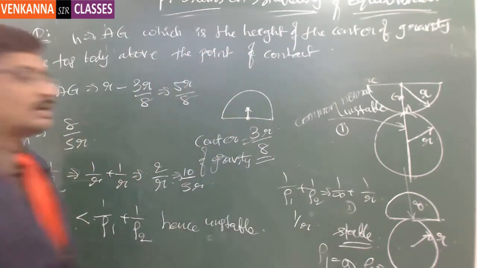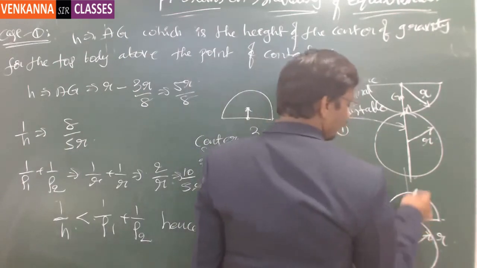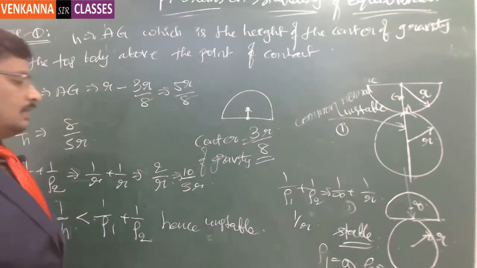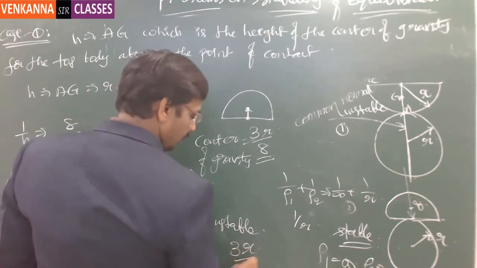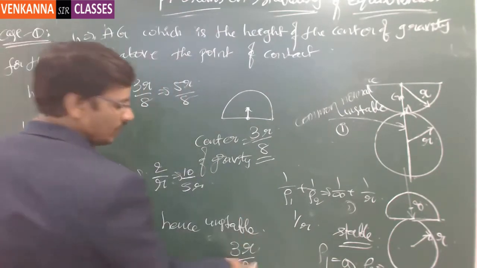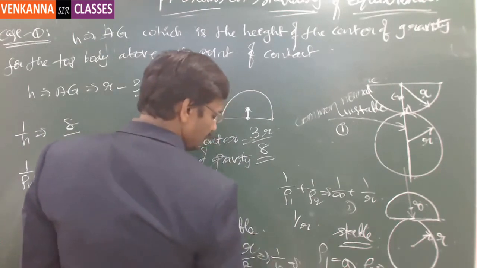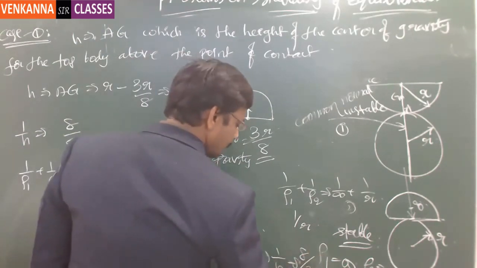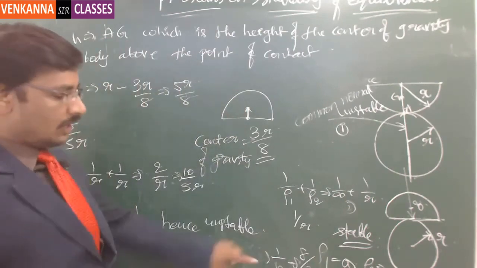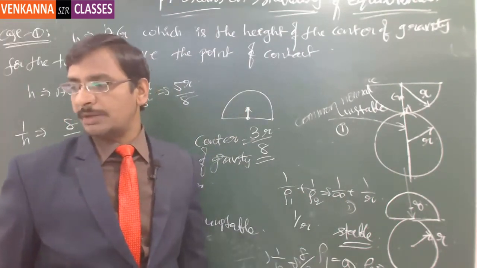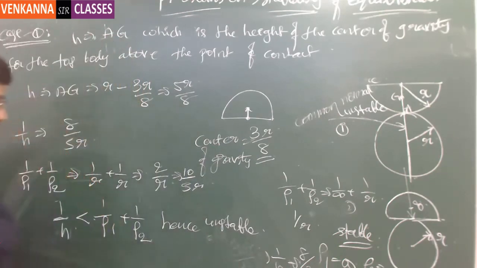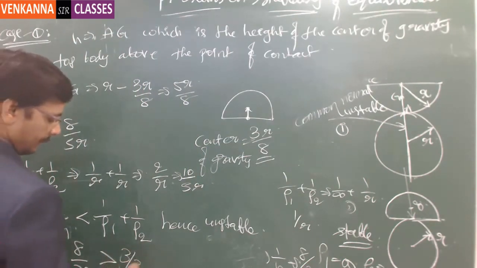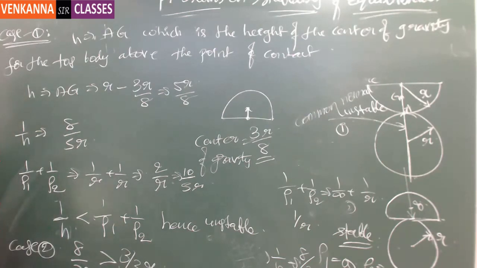And the left side is the center of gravity of the top body from the point of contact. This is 3r/8. Right? So 1 by h is equal to 8 by 3r, and that is compared with 1 by r. So 1 by r and 8 by 3r. Multiply 3 on the top and the bottom. So 8 by 3r is greater than, in case 2, 8 by 3r is greater than 3 by 3r, with a common denominator. Hence this is a stable equilibrium.